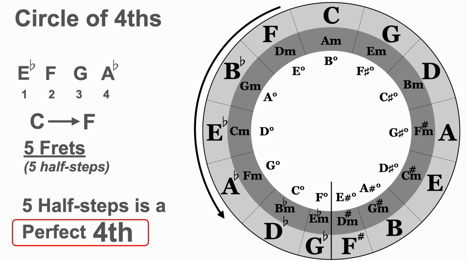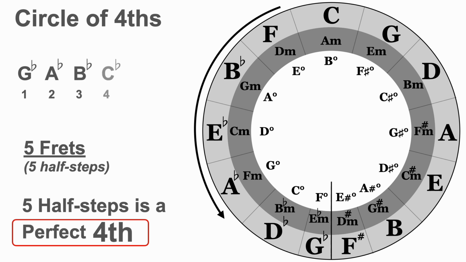And we're going now from E flat major to A flat major. Again, E, F, G, A, we've got 4 notes away. We have to account that the key of E flat that we're moving from has the E flat and the A flat in it. So as we move from E flat to A flat, that is also 5 frets, 5 half steps, 5 semitones, however you want to call it. And that too is a perfect fourth.